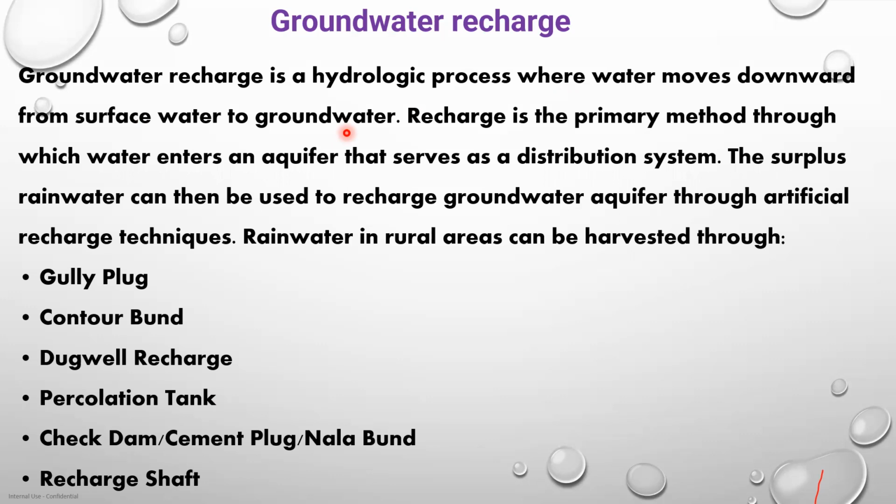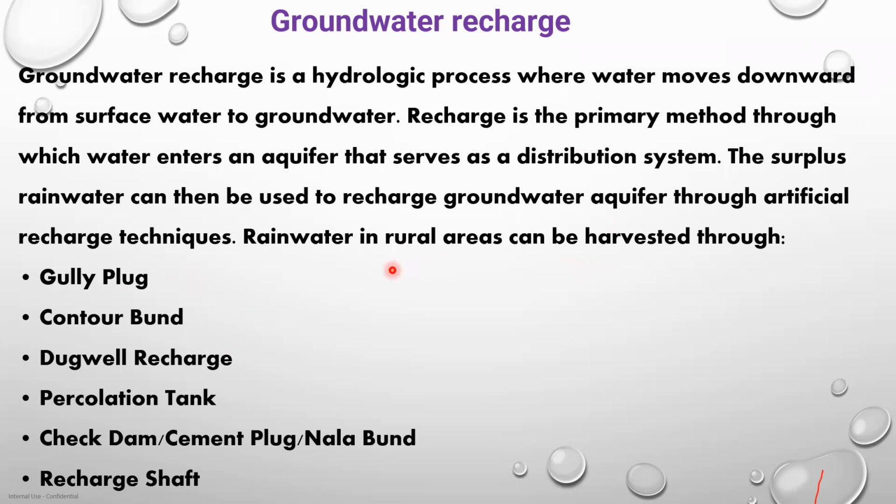It goes underground. Okay. Recharge is the primary method through which water enters an aquifer that serves as a distribution system. The surplus rainwater can then be used to recharge groundwater aquifer through artificial recharge techniques. Fine. Rainwater in rural areas can be harvested through these points you must remember.